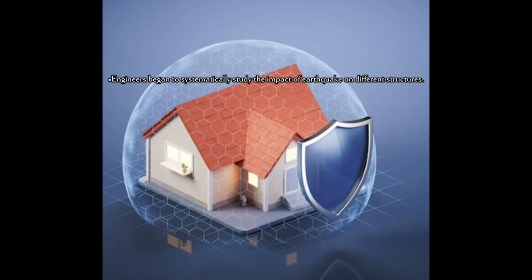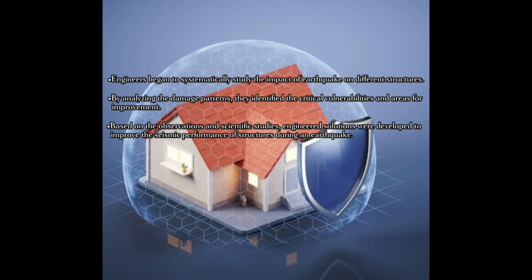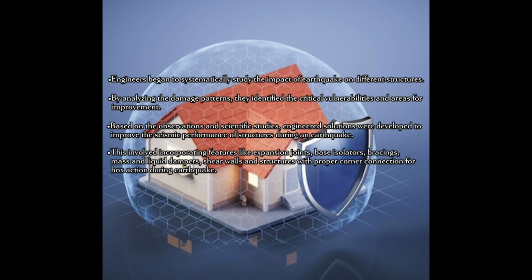Engineers began to systematically study the impact of earthquakes on different structures. By analyzing the damage patterns, they identified the critical vulnerabilities and areas for improvement. Based on the observations and scientific studies, engineered solutions were developed to improve the seismic performance of structures during an earthquake. This involved incorporating features like expansion joints, base isolators, bracings, mass and liquid dampers, shear walls, and structures with proper corner connection for box action during earthquake.